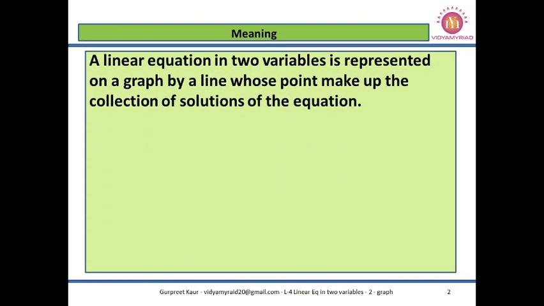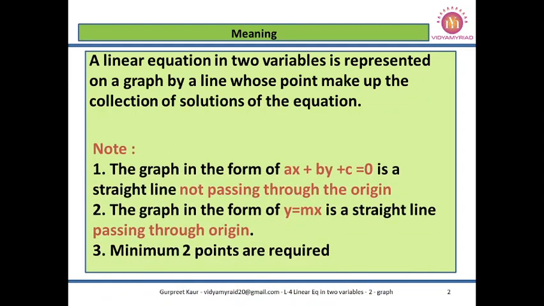Let us first understand that a linear equation in two variables is represented on a graph with a straight line, and on that straight line there are a number of solutions that can be taken out. There are certain things which you need to take care. In the equation ax plus by plus c equal to 0, there will be a straight line, but it will not pass through the origin. Origin means it will not cross the 0, 0 point.